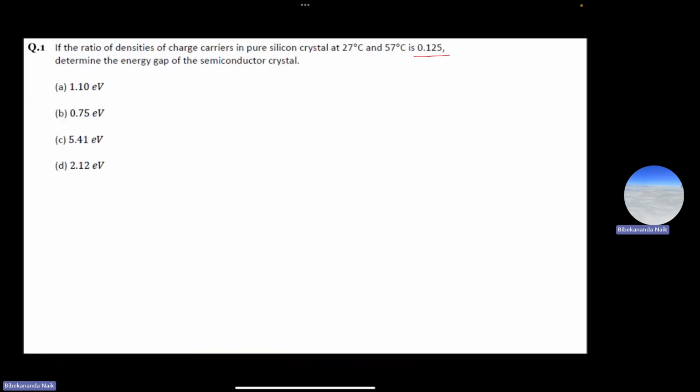Since it is a pure, intrinsic type of semiconductor, the ratio of intrinsic charge carriers is 0.125 for silicon, and we have to find the energy gap of the semiconductor crystal.